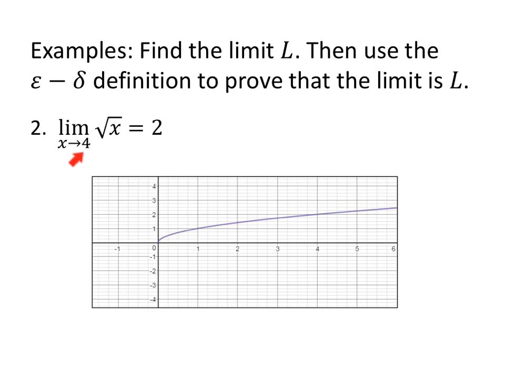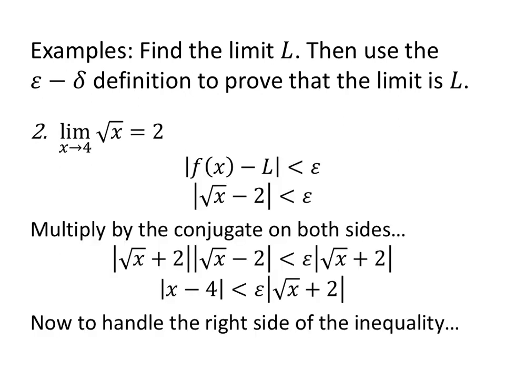Find the limit as x approaches 4 of the square root of x. Let's see, here's the square root of x. As x approaches 4, look at that, the limit is 2. So let's give our epsilon-delta an attempt. Starting with f of x minus L, replace f of x with square root of x, replace L with a 2. I'm looking at the absolute value of the square root of x minus 2 is less than epsilon.